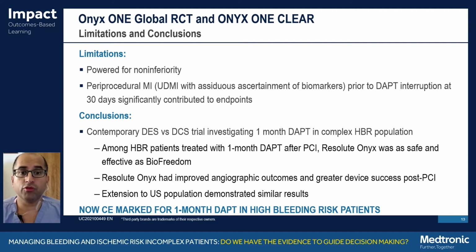The Onyx stent had improved angiographic outcomes and device success, probably because of its stent characteristics, and further extension to the US population in the Onyx ONE Clear analysis, which was presented at the ACC, also demonstrated similar results. I think on the basis of these data, this is why in Europe, this stent is CE marked for 1 month of DAPT in high bleeding risk patients.